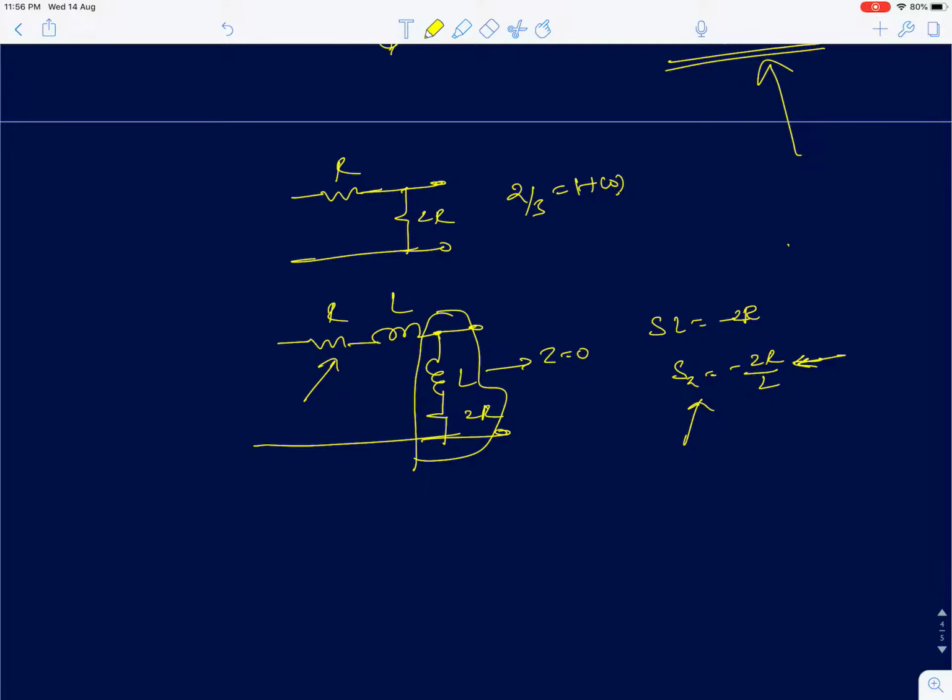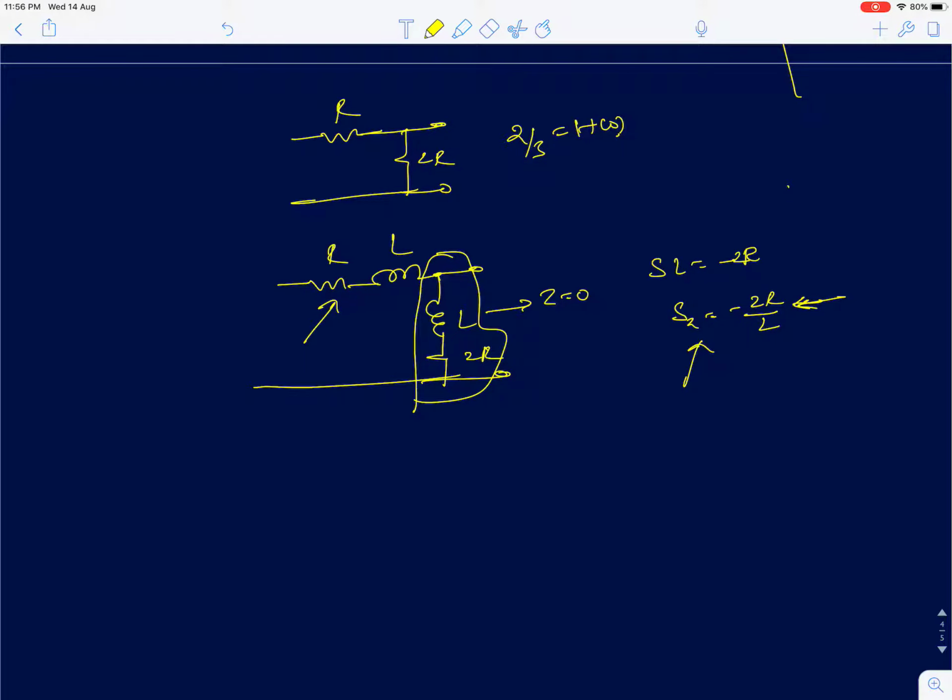And similarly, can this impedance blow up to infinity? We are trying to find the other possibility of a zero. That impedance can blow up to infinity only when omega equals infinity. So again I can discard that. So there is only one zero in the circuit.